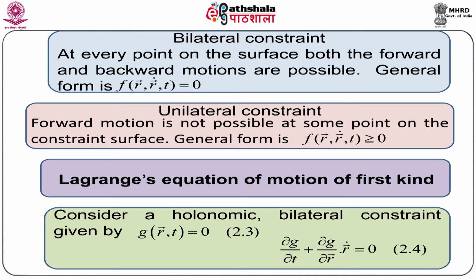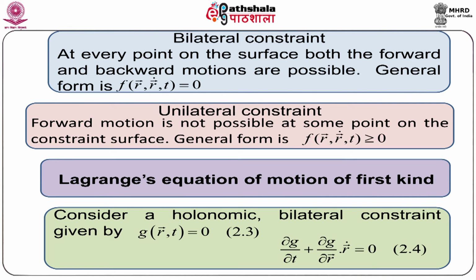In case of bilateral constraint, at every point on the surface, both forward as well as backward motions are possible. The general form of such a constraint is given by f(r vector, r vector dot, t) equal to 0. This indicates that this constraint is bilateral. In case of bilateral constraint, forward and backward motions are possible, so we have the relation with greater or equal to as well as less or equal to sign, which finally gives the equality sign.